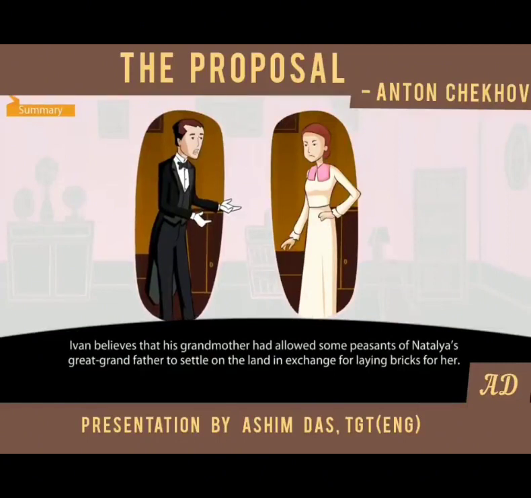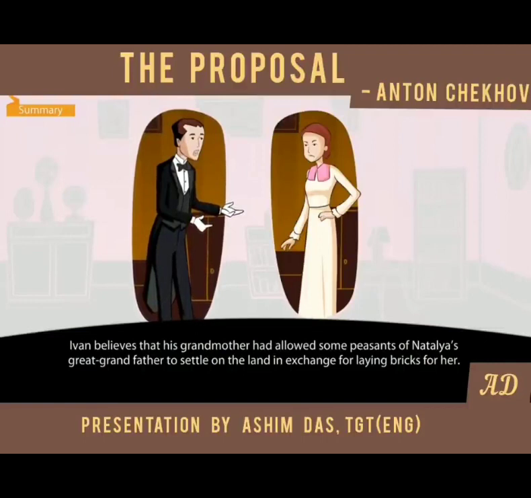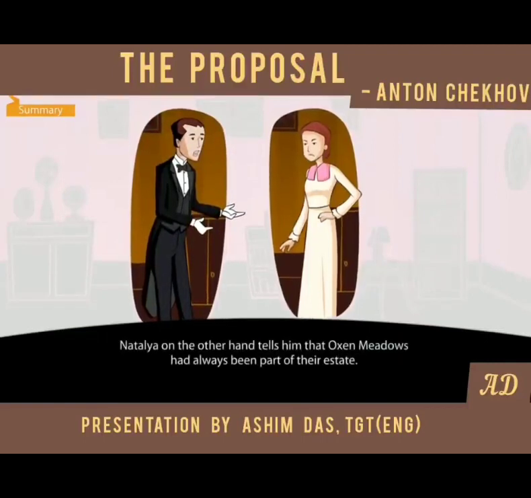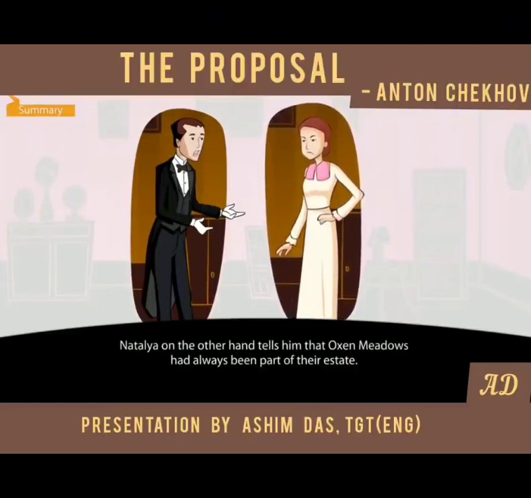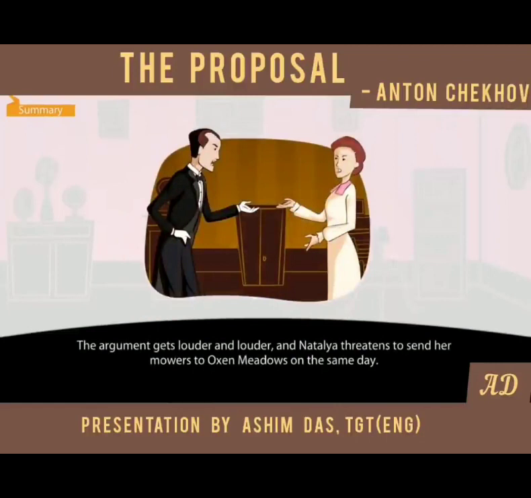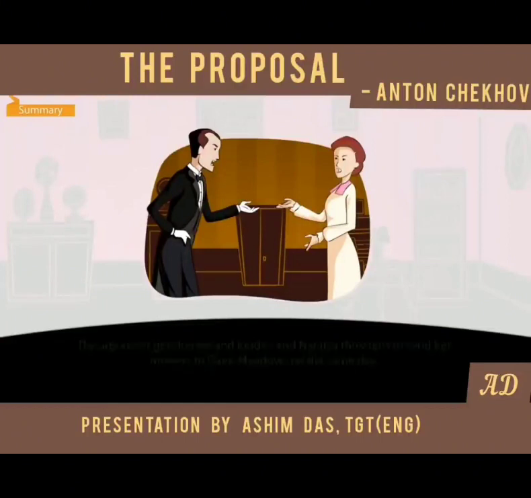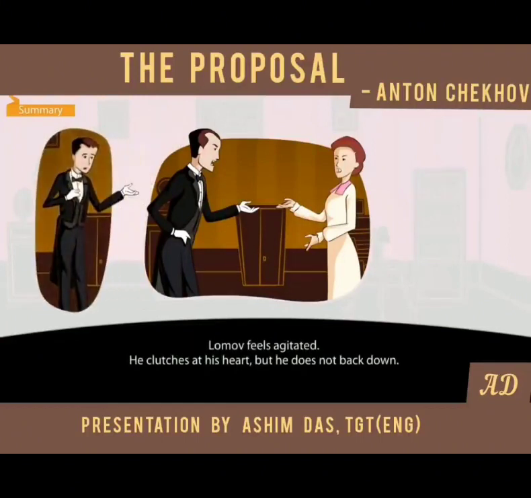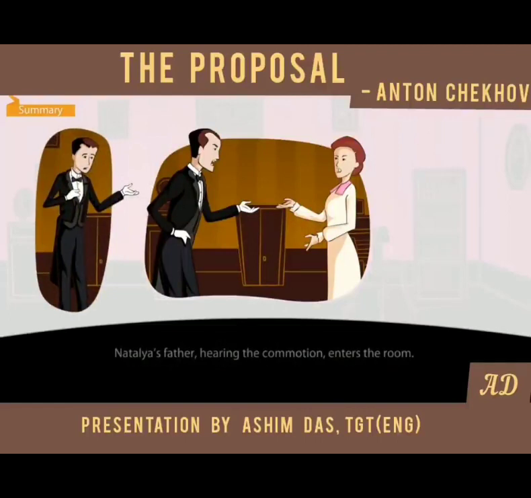Ivan believes that his grandmother had allowed some peasants of Natalia's great-grandfather to settle on the land in exchange for laying bricks for her. Natalia, on the other hand, tells him that oxen meadows had always been part of their estate. The argument gets louder and louder, and Natalia threatens to send her mowers to oxen meadows on the same day. Lomov feels agitated. He clutches at his heart, but he does not back down.